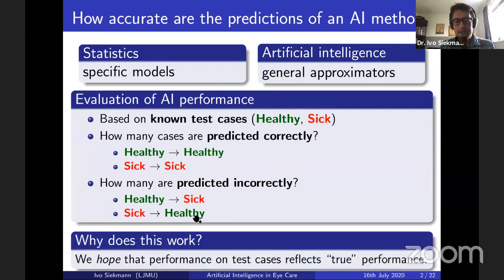And the question is, why does this work? The answer is that we hope that when we look at the performance on these test cases, this actually reflects the true performance of the method. And we will look at some examples, and we will see when this hope is justified and when it may not be justified.